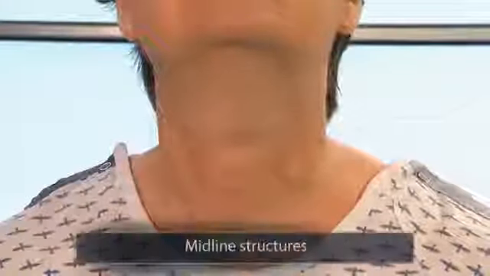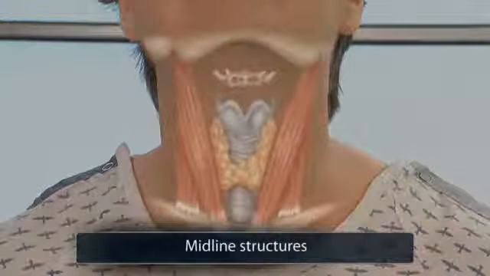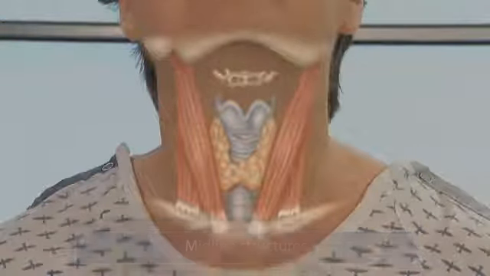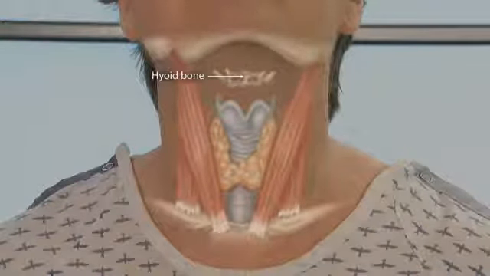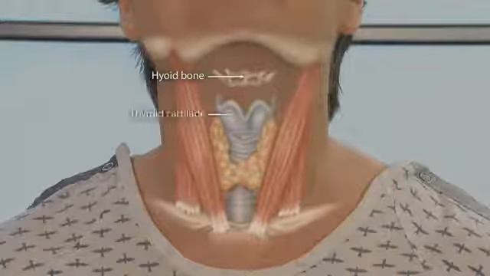Familiarity with the following midline structures is key to a successful examination. The mobile hyoid bone lies just below the mandible. The thyroid cartilage is readily identified by the notch on its superior edge.